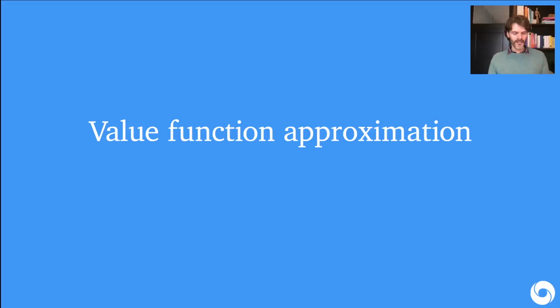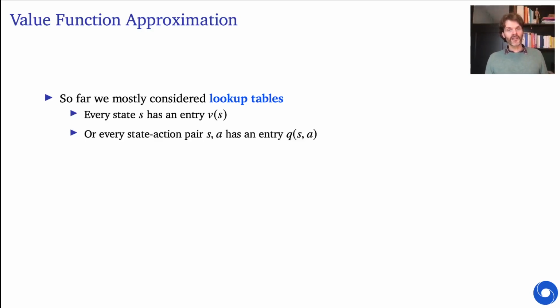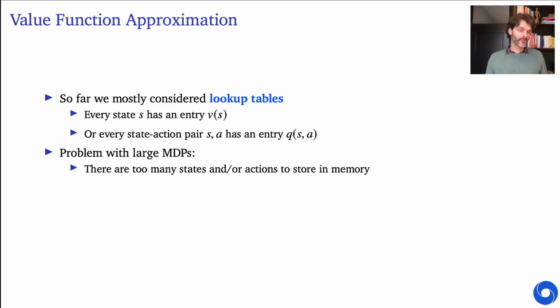So let's talk a little bit about value function approximation now. So far, we've mostly considered lookup tables, although I've already mentioned linear function approximation and other things in earlier lectures. But in the tabular case, each state has a separate entry and we just update that, or each state-action pair has a separate entry. The problem with that is that there are too many states, as I mentioned before, so you cannot fit them in memory.